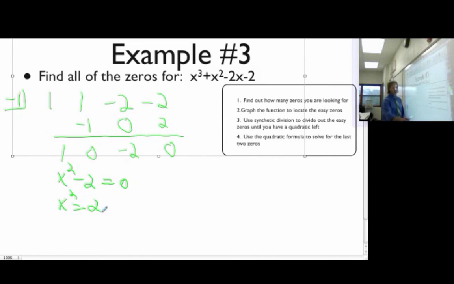I have 3 roots. One is -1. Not everybody at once. Thank you, Dylan. Take the square root of both sides. Anytime you take the square root of a variable, you get a plus or a minus. So we were looking for 3 roots. There's 1, 2, 3.